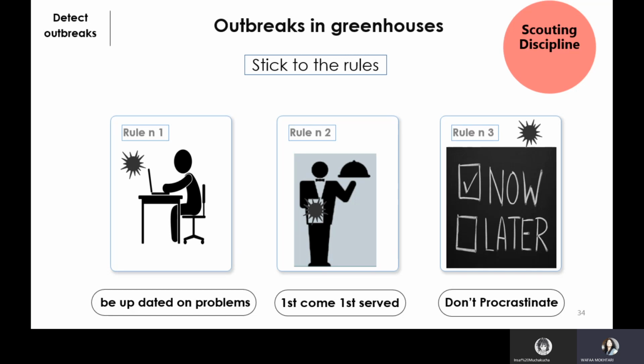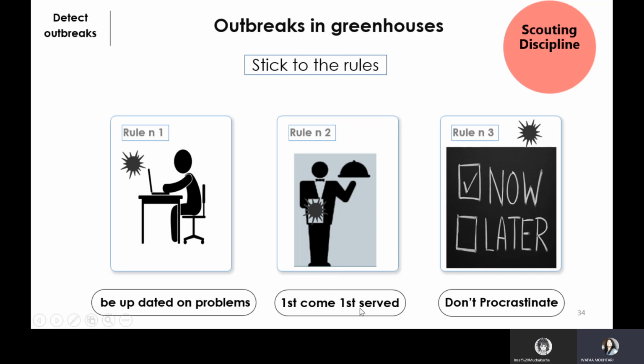First rule to stick to: be updated on problems. You should know your crop, you should know your pests, and whatever the problem is. For example, this season your neighbor has a crop that is attacked by a disease, so you should know about this problem.